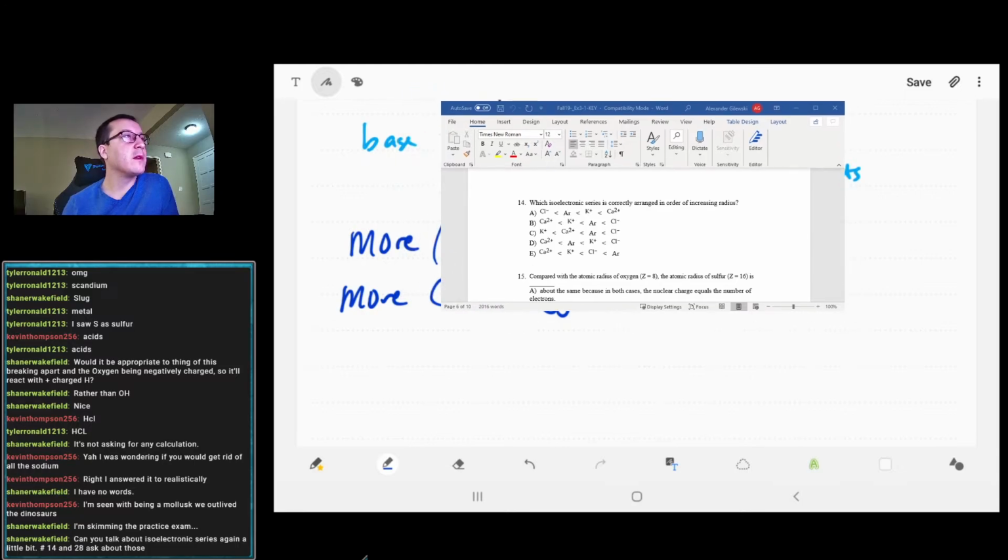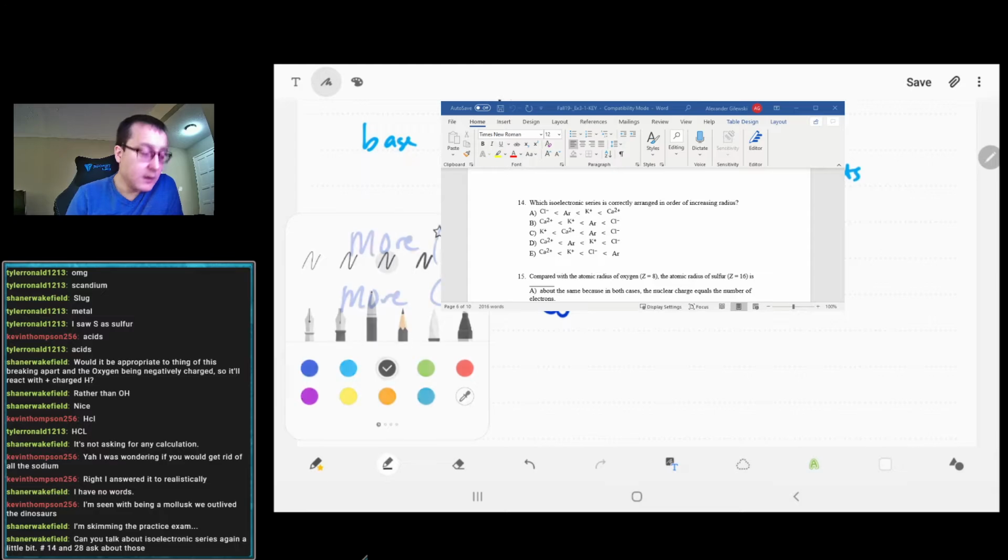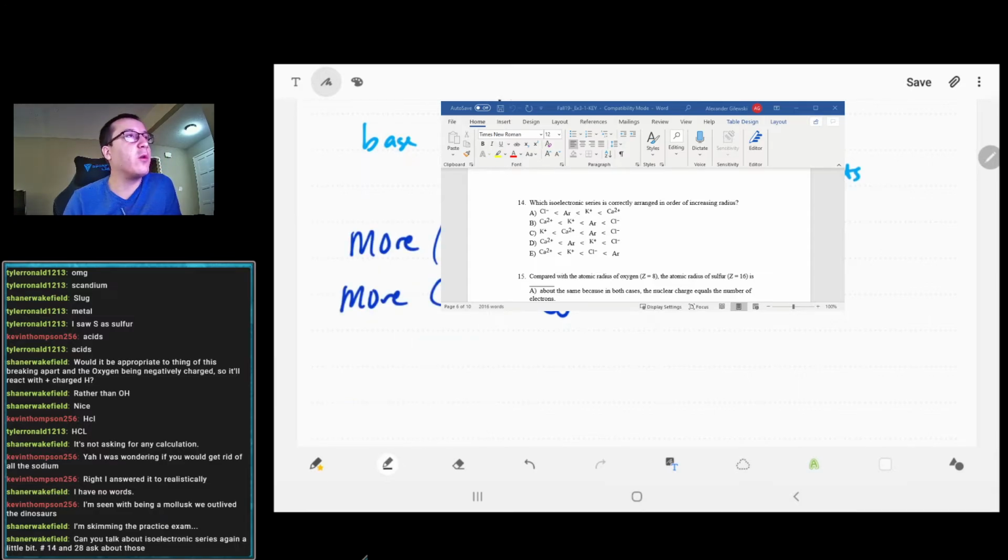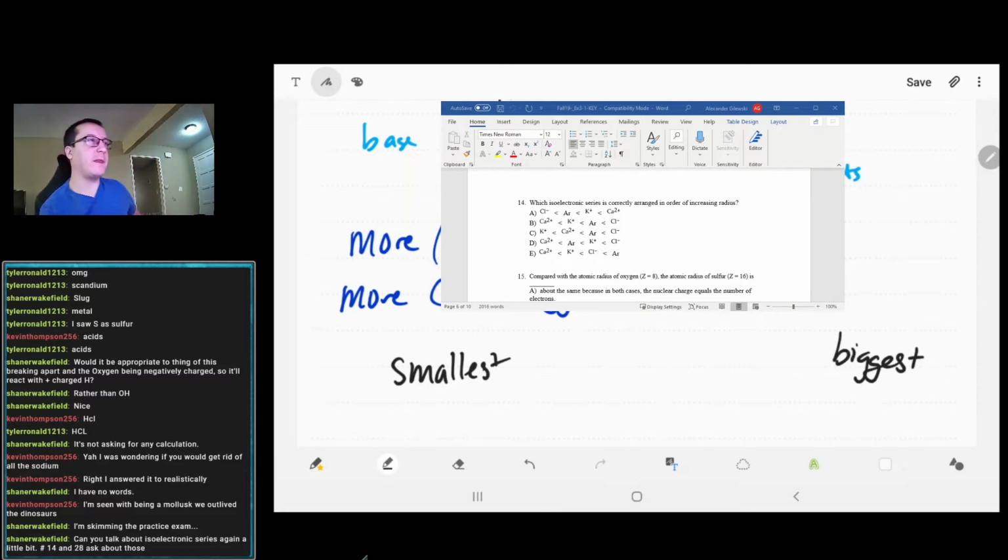Okay, here it is. So we're doing number 14. We are going to want to put our smallest one on the left and our biggest one on the right. And so we want to remember that the most positive one is always going to be the smallest for an isoelectronic series. The reason for that is they all have the same number of electrons, but we're now basically ordering them in their order of protons.